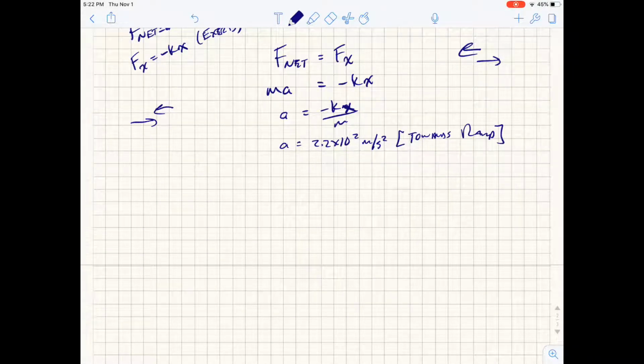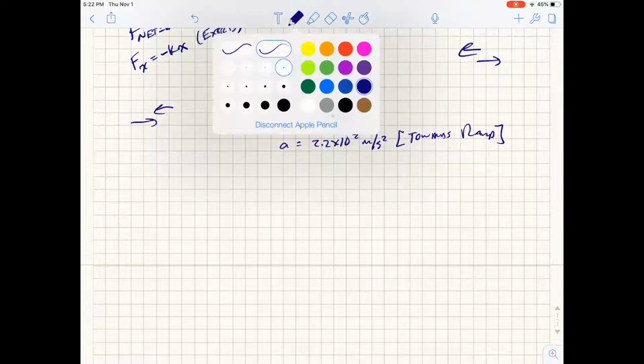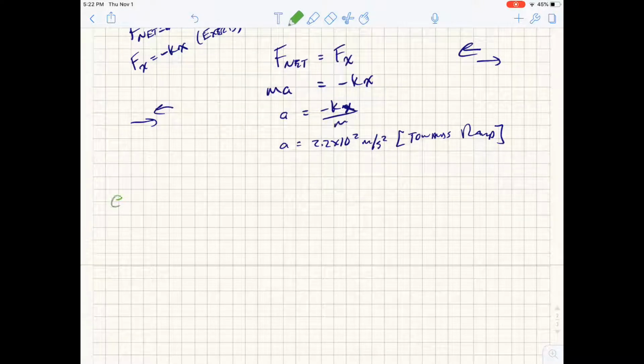Let's take a look at another example. In this example number 2, we're going to have a child on a pogo stick. I don't know, he's not holding on there, that's not safe. And the mass of the child is 48 kilograms.